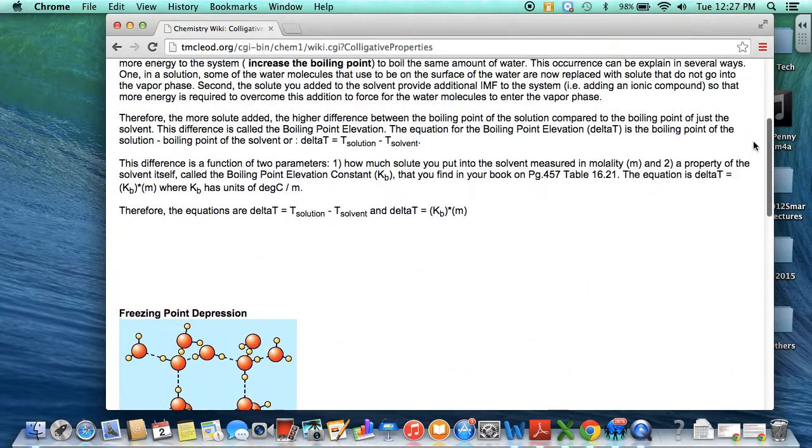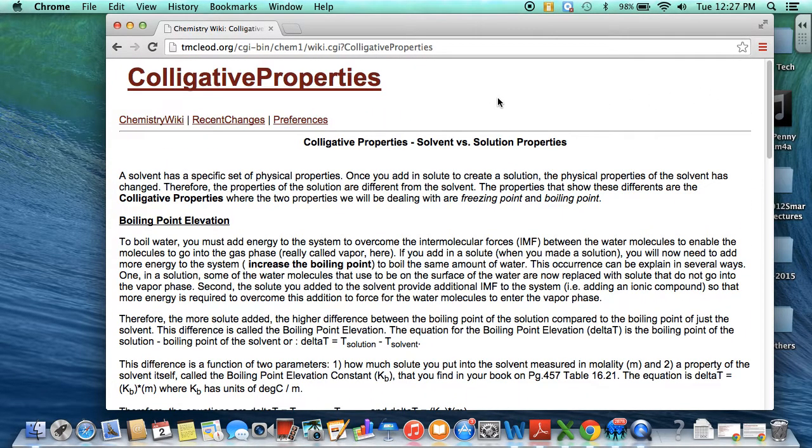So in recapping, colligative properties is all about the solute now getting in the way of the solvent doing something. So there is a physical property difference between just the solvent itself and the solution you make. Thank you.